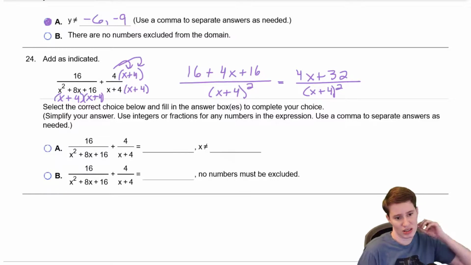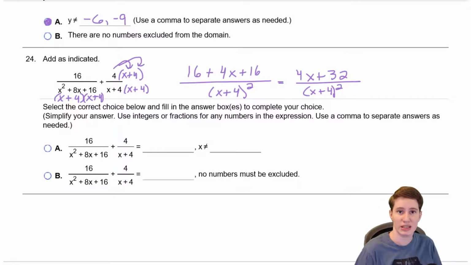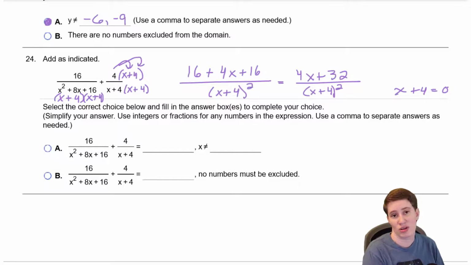So the question here is, do we need to exclude anything from our denominator? Like in the previous examples where we had to look at where the bottom equals 0. So if I make (x + 4)² equal 0, well, the squared can just go away. I can square root both sides and I'd still have 0 on the right. So then it becomes, where does x + 4 equal 0? Which would be at -4. So there is a number that we need to exclude. So we'd pick this first option.